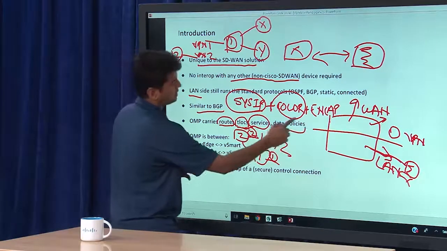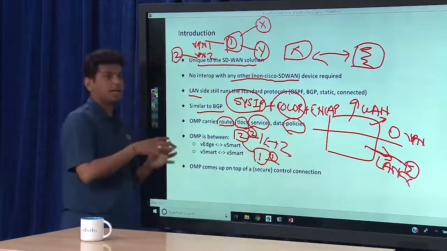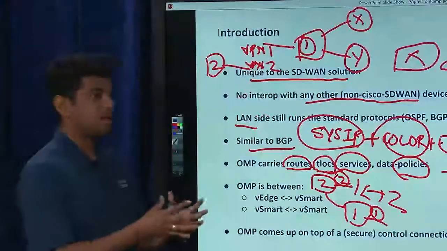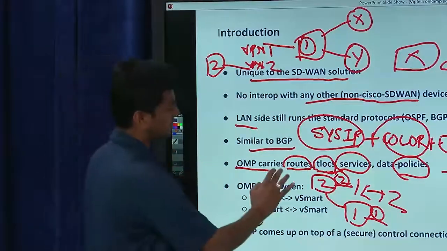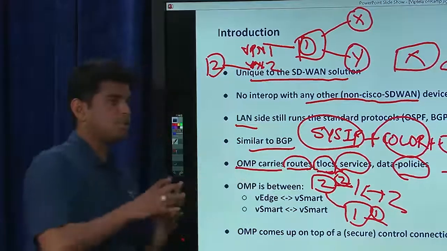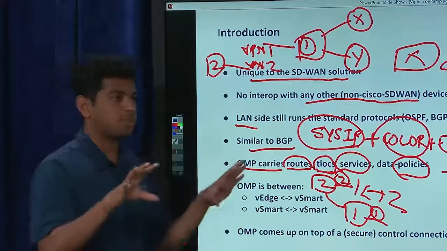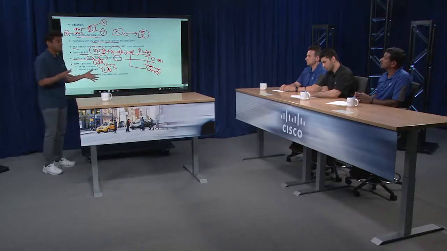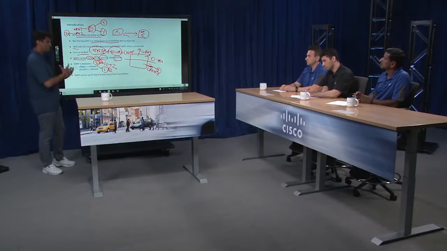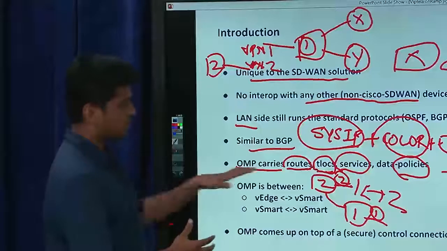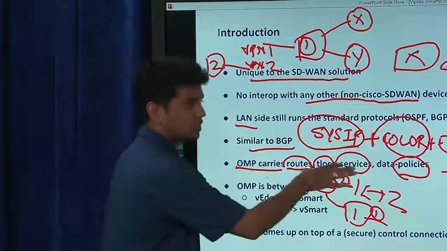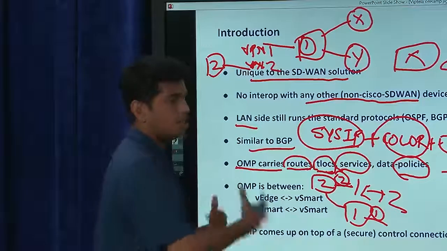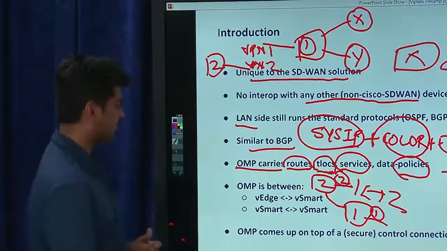Then we have something known as policies, which are driven by OMP. These are the centralized policies that we are talking about, meaning policies which are pushed from a vSmart. So a change which you would want to be a network-wide change. Those are the policy-driven changes that OMP is significant to carry. So these are the main 4 attributes. We'll go into each one of them in detail, and I'll show you where and how it matters.